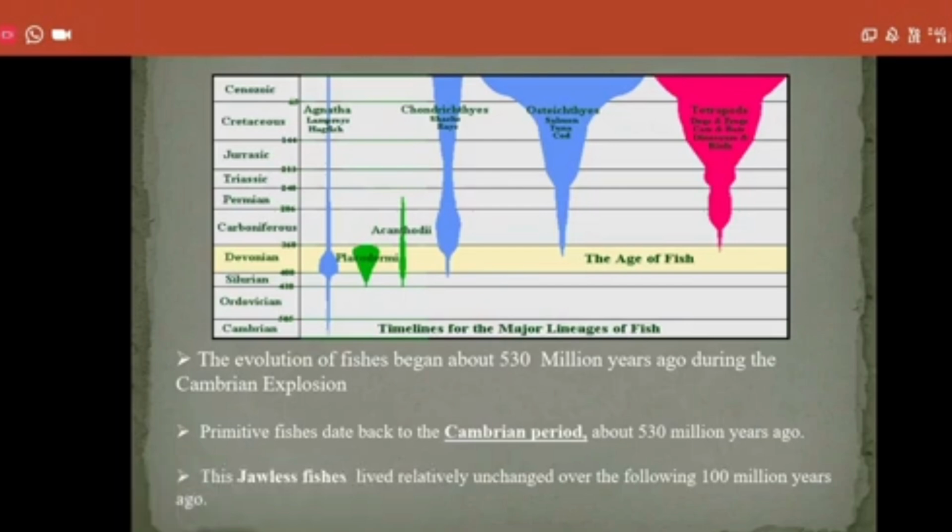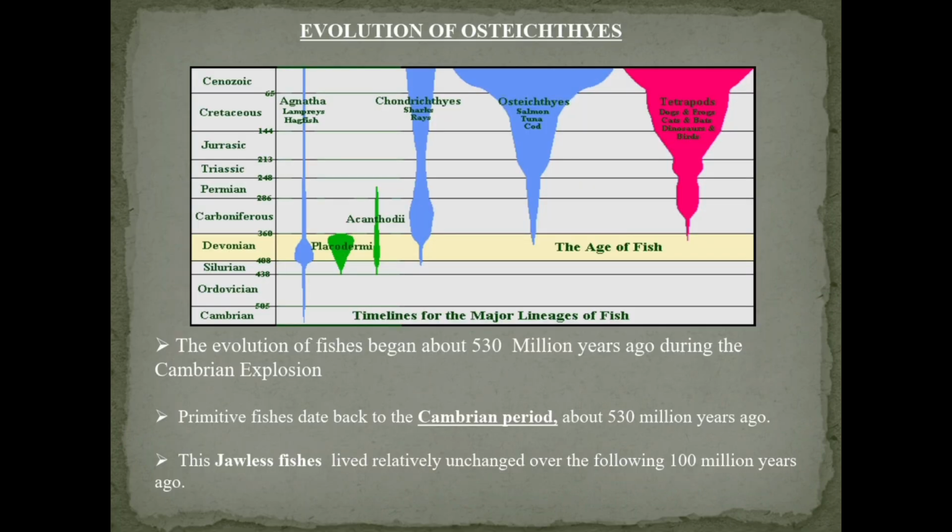The evolution of the fishes began about 530 million years ago during the Cambrian explosion. During this Cambrian explosion, the early chordates developed the skull and the vertebral column. And the next is the primitive fishes. The primitive fishes are nothing but the jawless fishes, which date back to the Cambrian period.